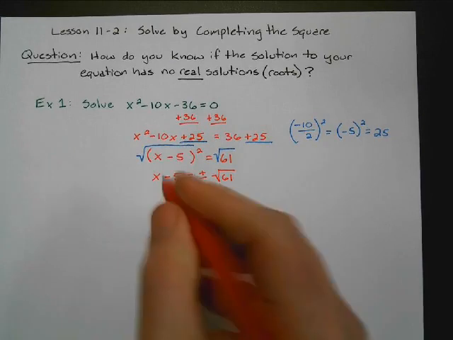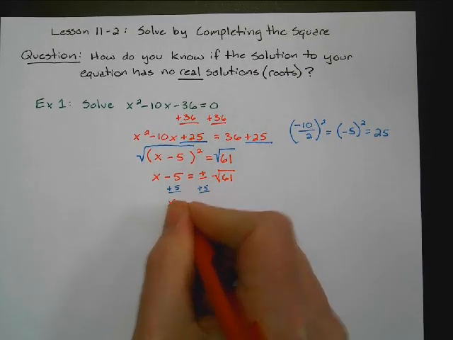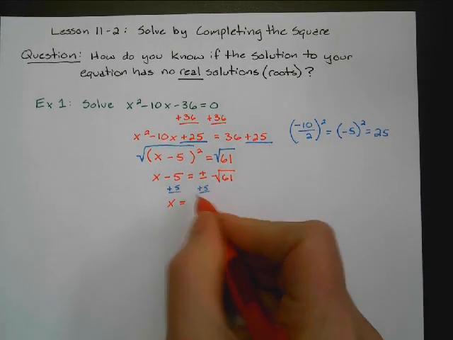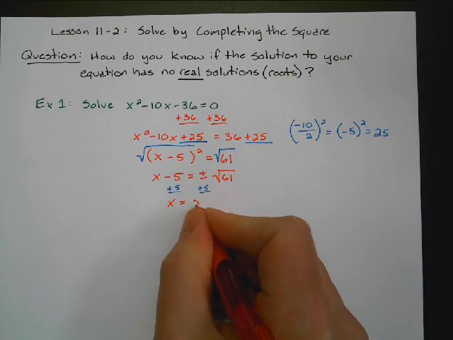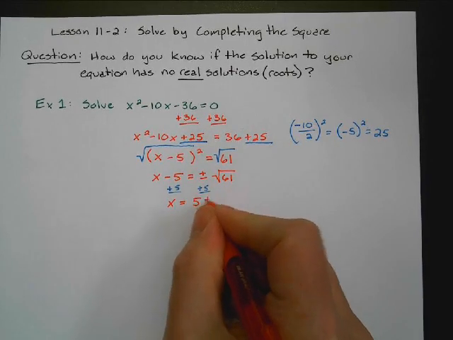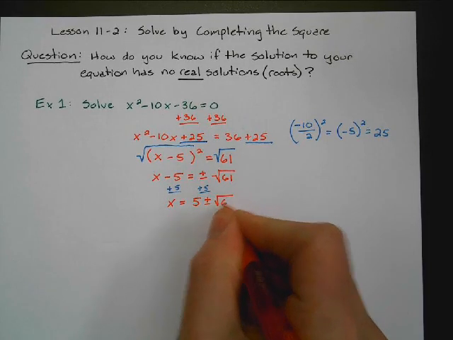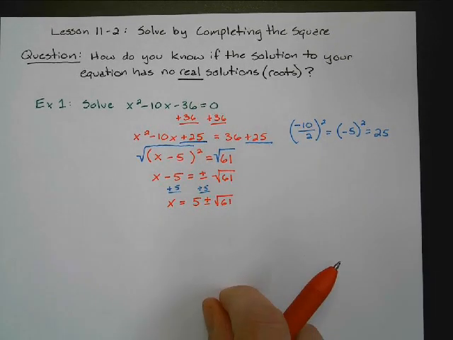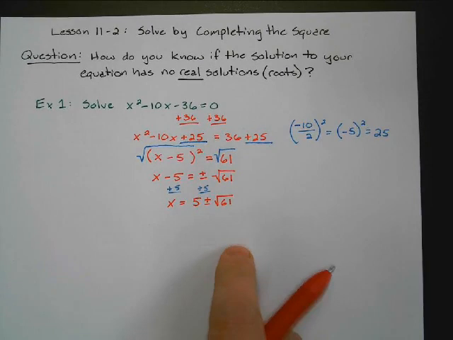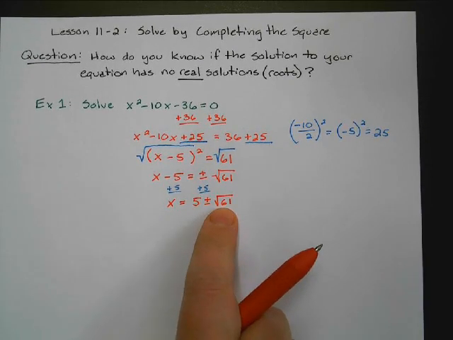On the left side, this is going to yield x. On the other side, I've got this 5 that I added to both sides, and then plus or minus root 61. So that's the solution to our equation. We've got two answers there. One of them is 5 plus root 61.